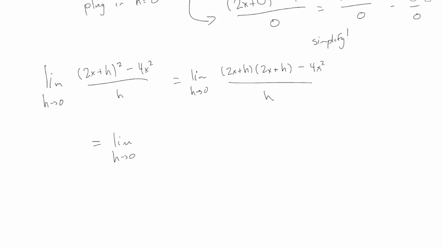So in the FOIL right here, I'm looking at this part, right? You go, the first two things, 2x times 2x, that is 4x squared. The inside product is h times 2x, and the outside is 2x times h. Those are the same. So it's 2x times h and another 2x times h. That's the inside and the outside product. And then the last product is h times h, which is h squared. All of that stuff, followed by minus 4x squared and divided by h, all right? So that stuff turned into that stuff.